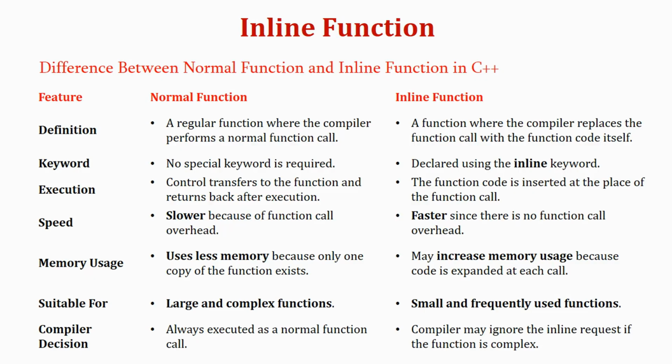The last parameter is compiler decision. A normal function is always executed as a normal function call. For an inline function, the compiler may ignore the inline request if the function is complex.